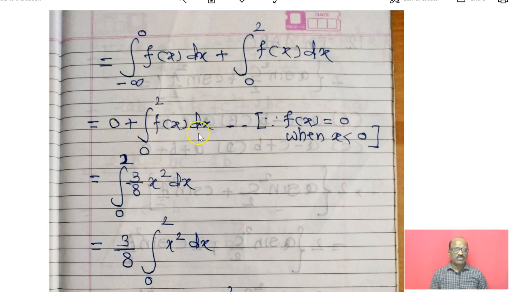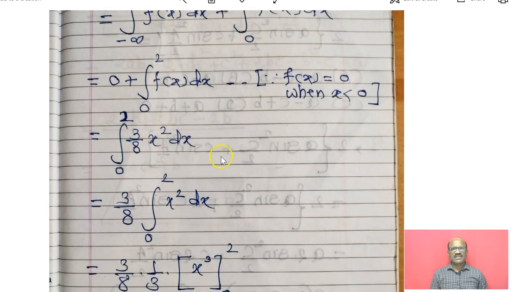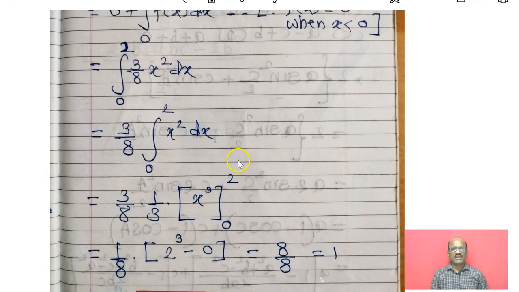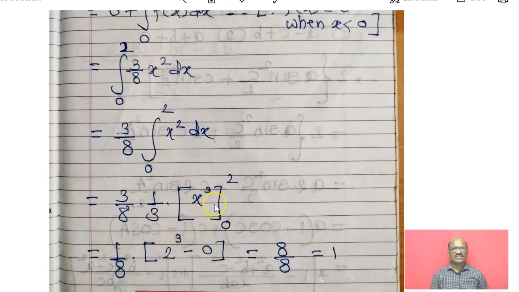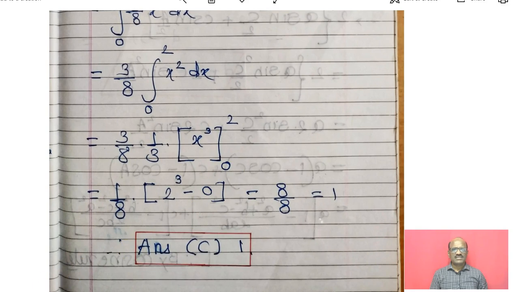Therefore 0 to 2 f of x dx, and substitute the value of f of x, that is 3 by 8 x square. Its integral is x cube upon 3, that is 3 by 8 into 1 upon 3, the 3s get cancelled, x cube from 0 to 2. Substitute the value, replace x equals 2. That is 1 by 8, 2 raised to 3 minus 0, and that is 8 upon 8, which equals 1. And hence option C is correct.